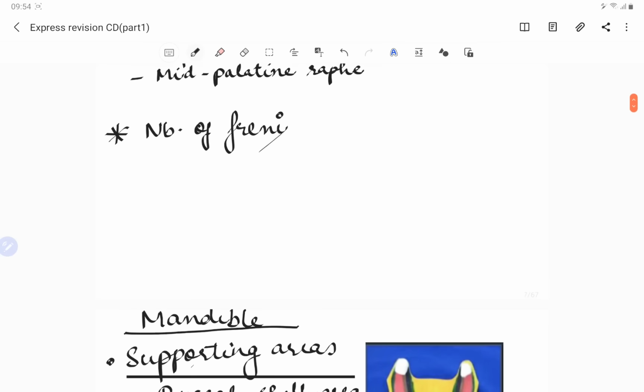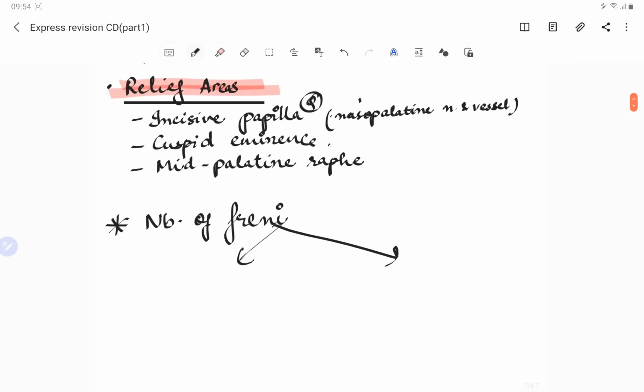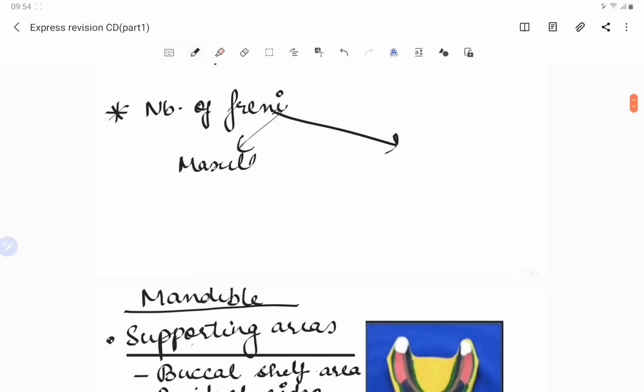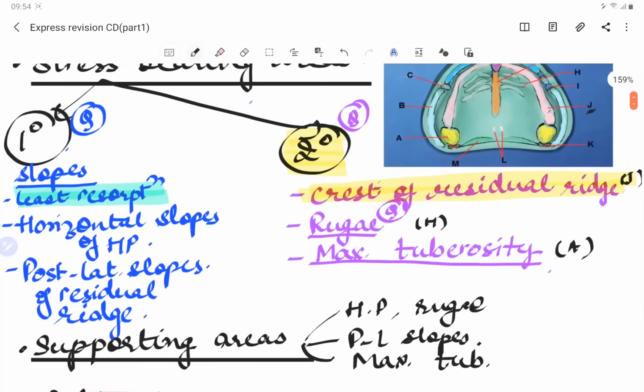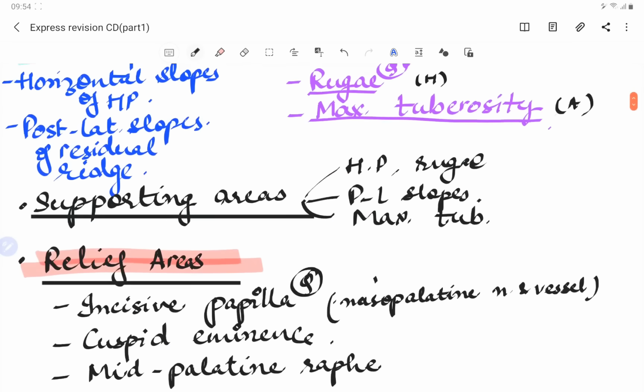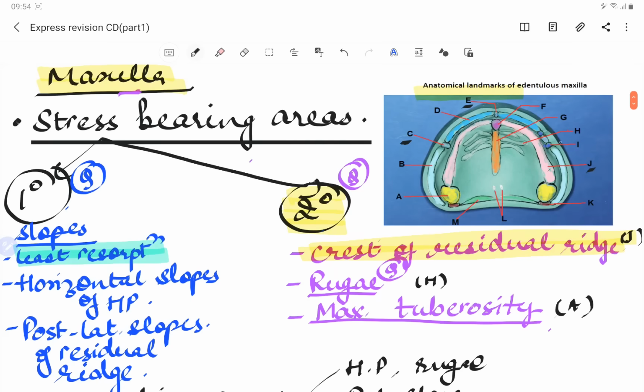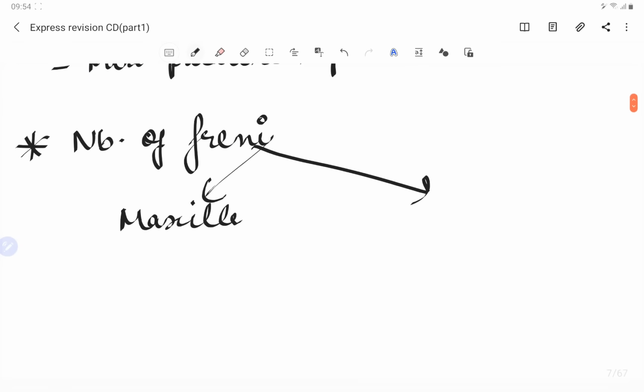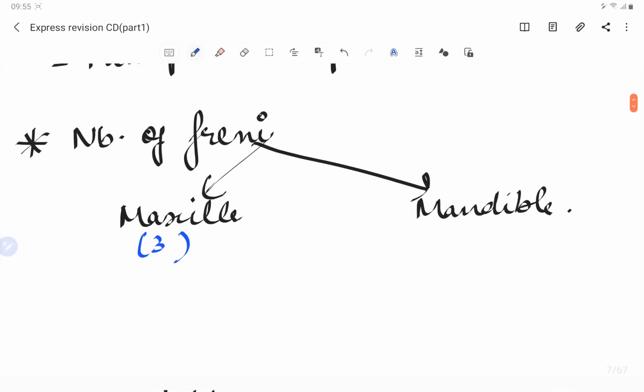In the maxilla and in the mandible. So, in the maxilla, if you count, have a look, we have got one here, buccal E, right? Then we have got one C and one here, which is our I. So, we have got 3 frenum in the maxilla: 1 in the labial and 2 in the buccal.